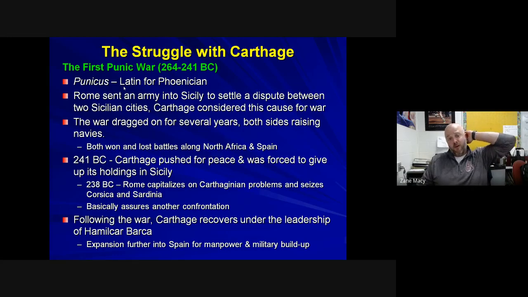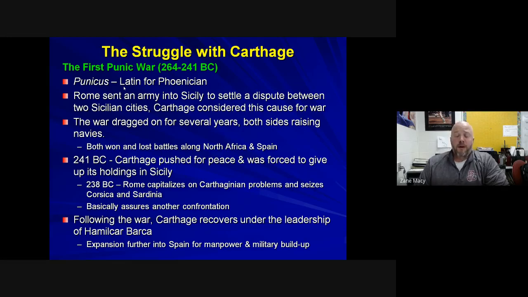Now, Rome ends up sending an army into Sicily. Regardless of what the Romans might have claimed, they said that they were sending an army in to settle a dispute between two Sicilian cities that were under Roman control. But they sent an entire army in to put down what was honestly a local dispute. Because the Romans marched an entire army into the island of Sicily and Carthage held colonies or settlements on the other half of that island, the government in Carthage considered this an act of war.